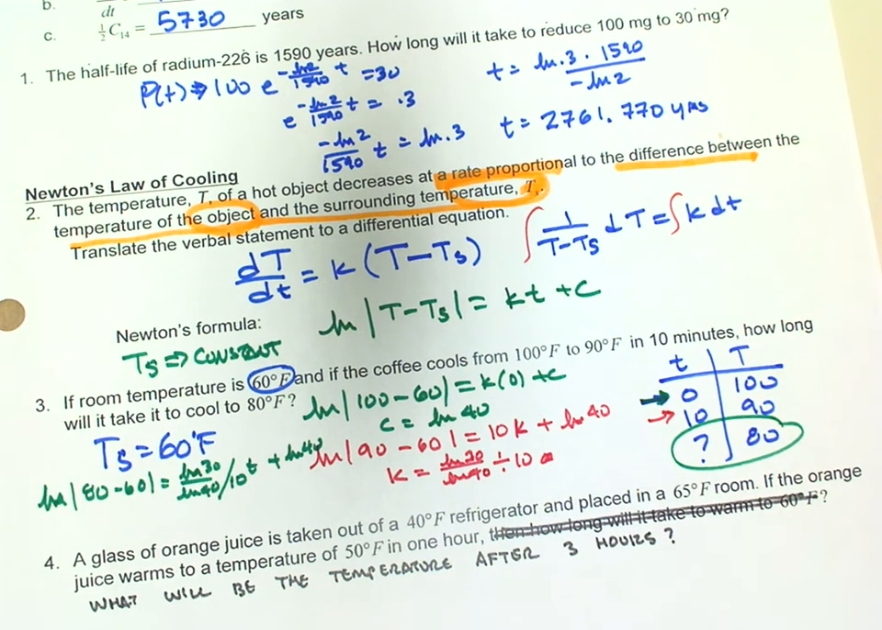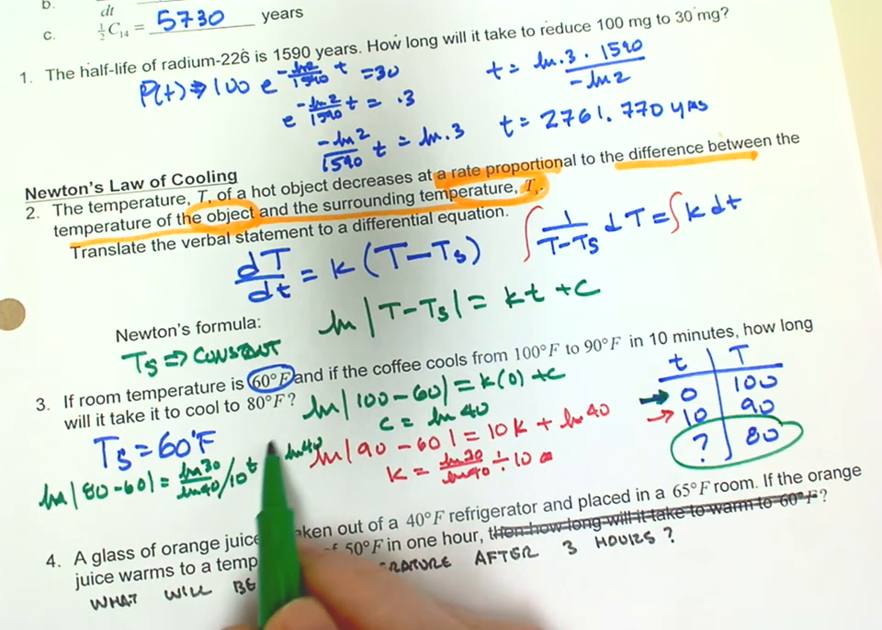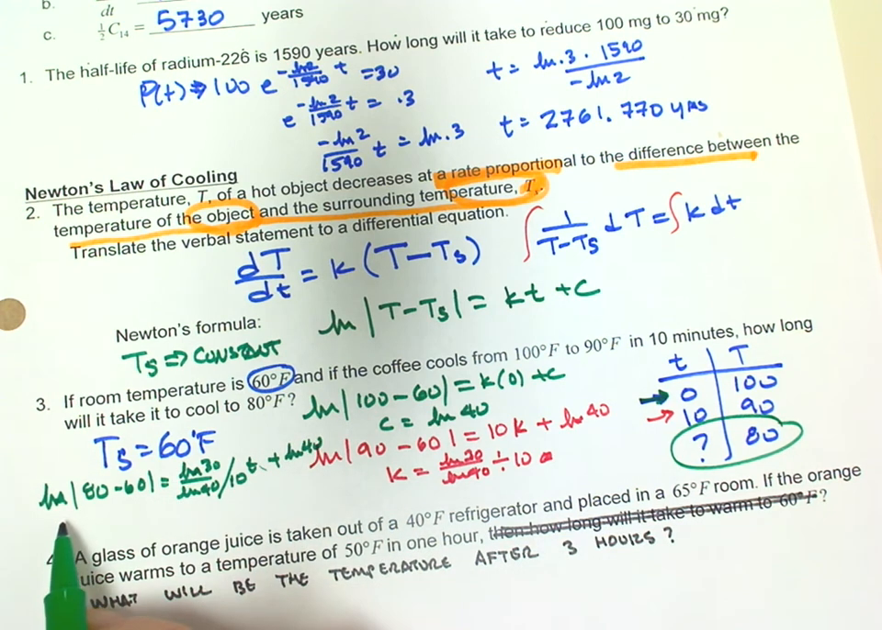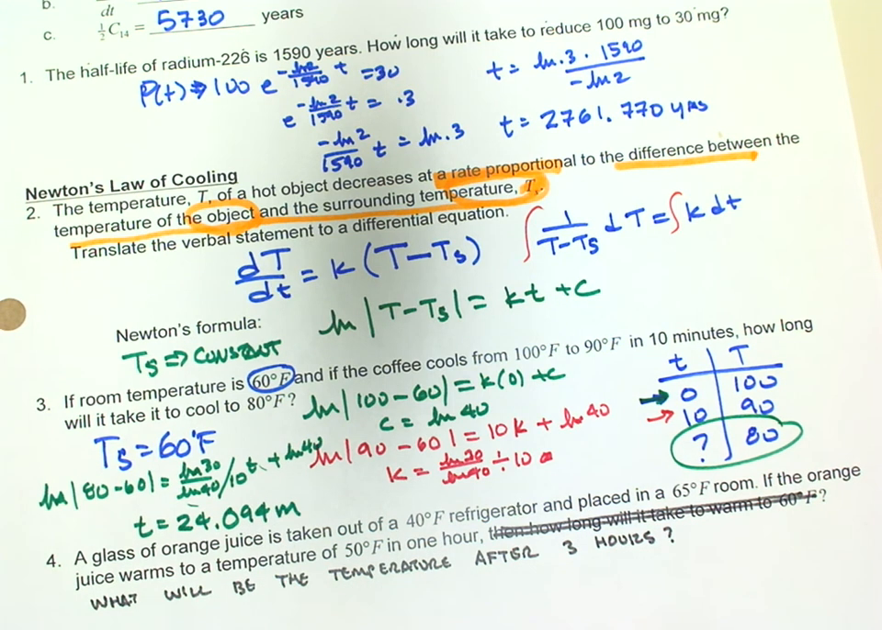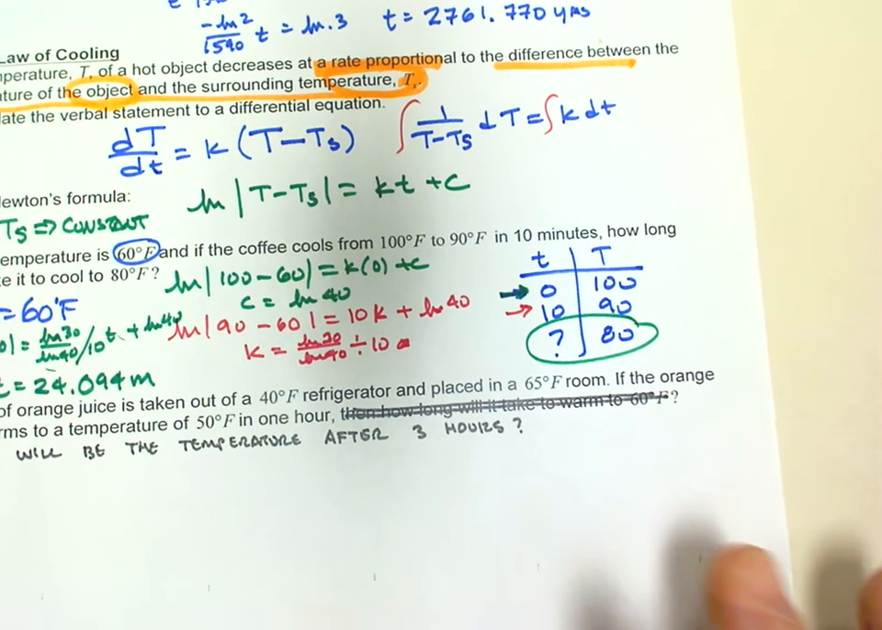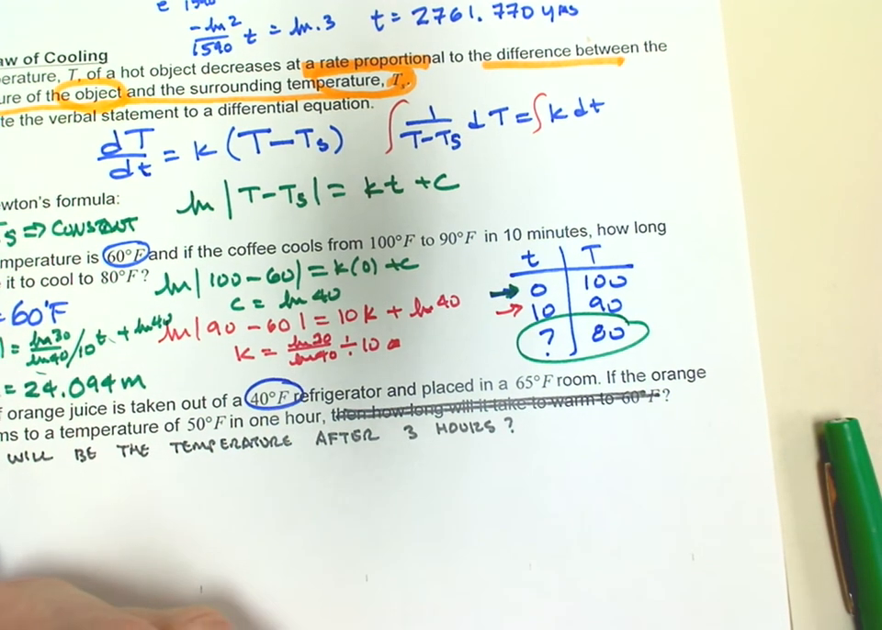All right, so you can do this on your calculator. Subtract the natural log of 40 from both sides, and then multiply by the reciprocal here, and we should get a time of 24.094 minutes.